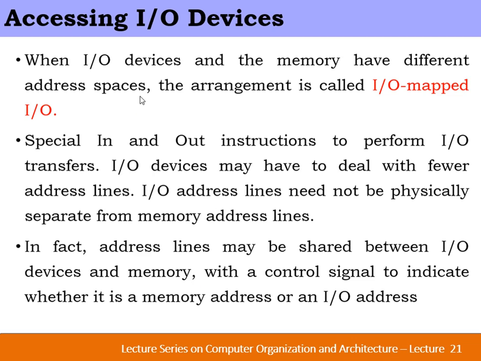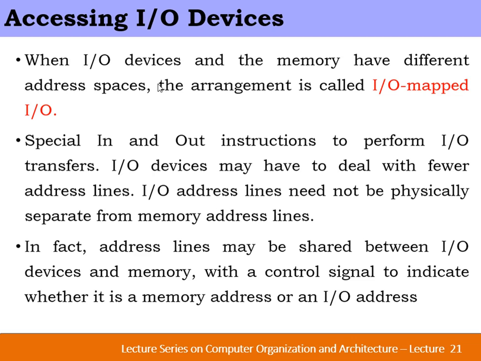Now let us discuss one more method, called IO mapped IO. In IO mapped IO, the IO devices and the memory have different address spaces. That is, there is no sharing of the address space. IO devices and memory have different address spaces, and such an arrangement is called IO mapped IO.